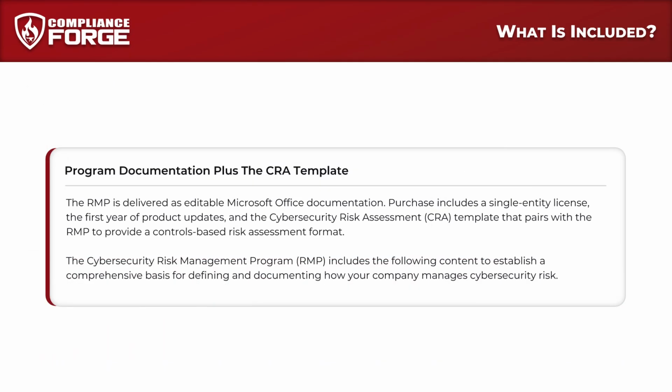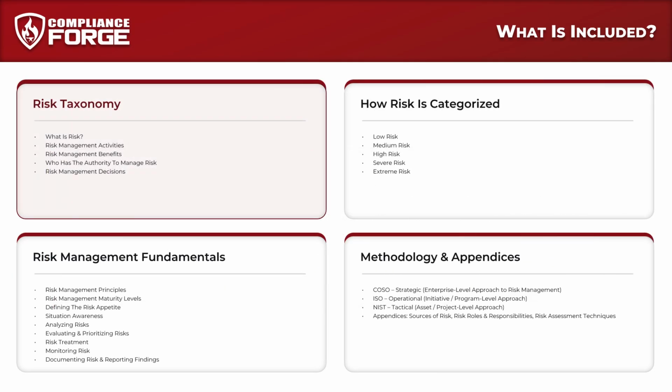So what do you actually receive? The RMP is delivered as editable Microsoft Office documentation. Purchase includes a single entity license, the first year of product updates, and the cybersecurity risk assessment template, which pairs with the RMP to provide a controls-based risk assessment format. The risk taxonomy covers what risk is, risk management activities and benefits, who has the authority to manage risk, and risk management decisions. It defines how risk is categorized, from low risk through medium, high, and severe, up to extreme risk.